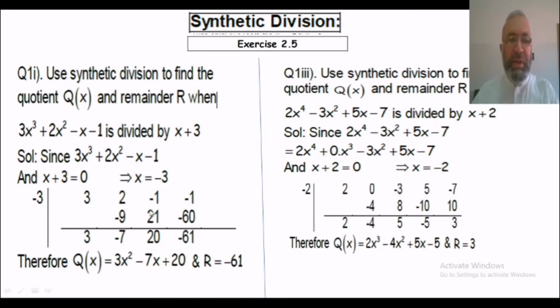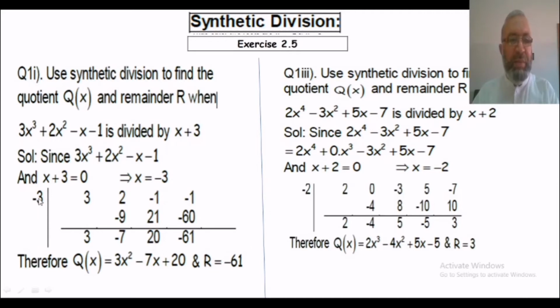The first step in synthetic division is to write the coefficients of the given equation. Next, drop down the first coefficient, that is 3. Multiply by the divisor minus 3: minus 3 times 3 is minus 9, and adding it to the next coefficient, 2 plus minus 9 becomes minus 7. Again multiply minus 7 by minus 3, which becomes 21, and adding to the next coefficient minus 1, we get 20.